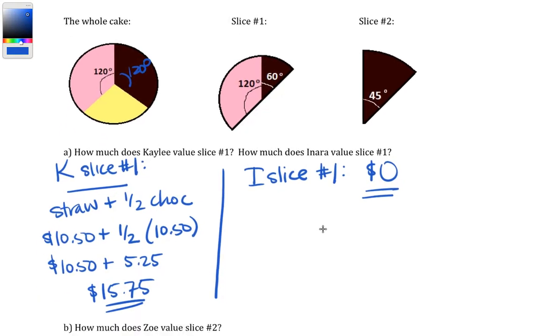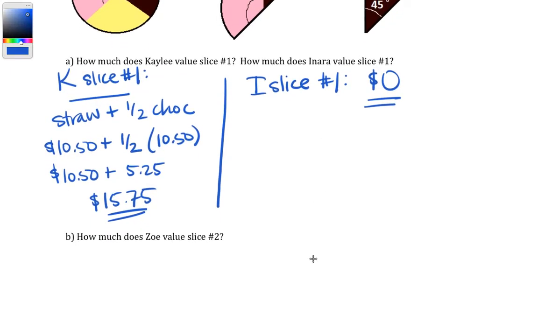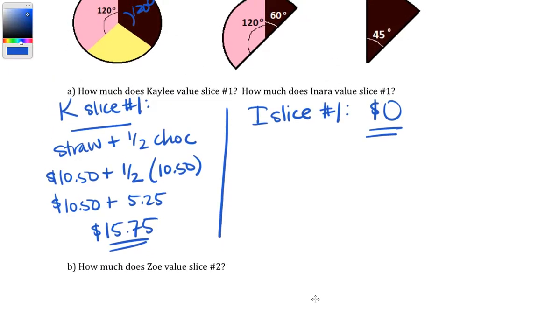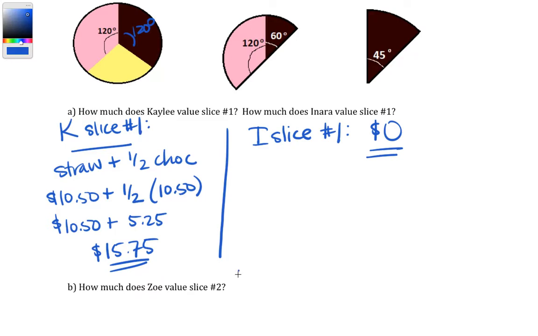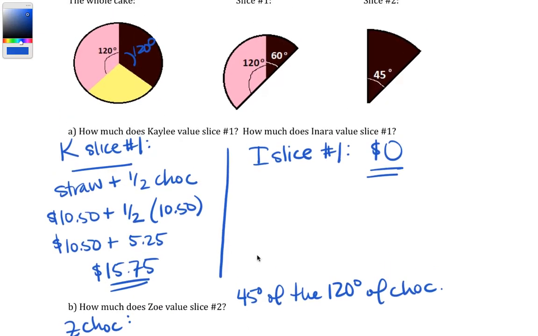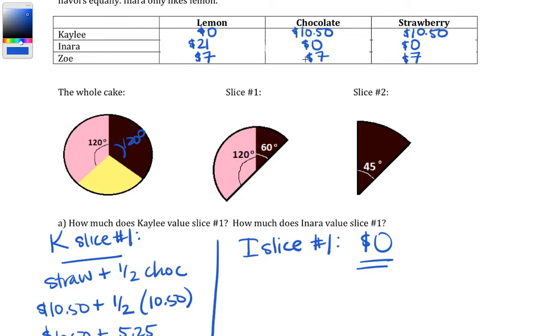All right, part B. How much does Zoe value slice number 2? Slice number 2 is 45 degrees of the 120 degrees of chocolate, and Zoe values chocolate as being worth $7.